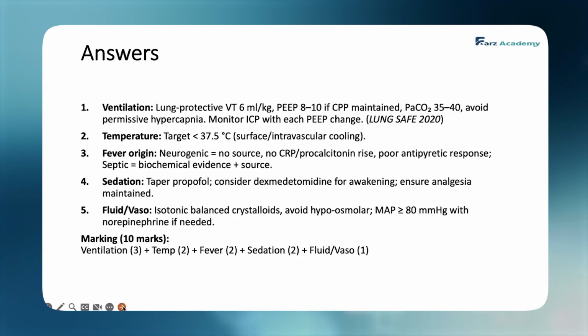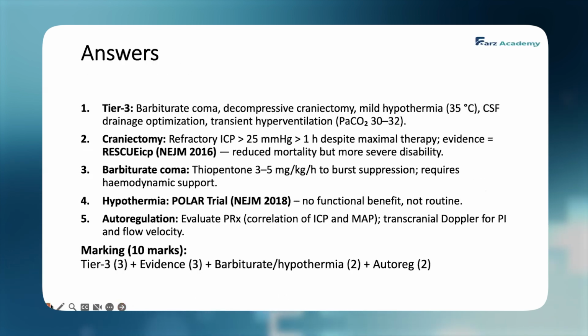So what is tier 3? Lung protective ventilation. So tier 3 is barbiturate coma. You rightly said: decompressive craniotomy, mild hypothermia, drainage optimization, and transient ventilation. These are tier 3.